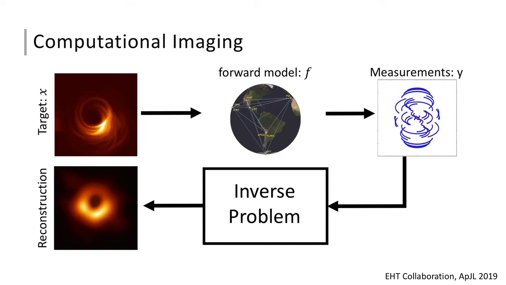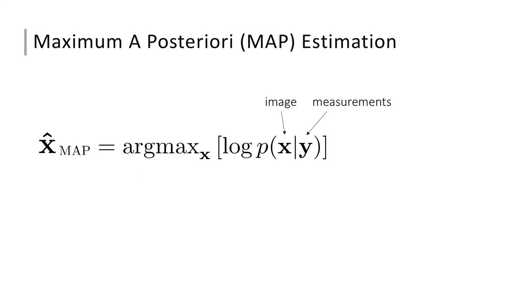Typically, in computational imaging, in order to extract hidden signals from the noisy and incomplete measurements, we use the maximum a posteriori estimation, or so-called MAP estimation method, to solve the inverse problem. In MAP estimation, we maximize the posterior likelihood of an image, x, conditioned on the measurement y to compute the most probable hidden image.